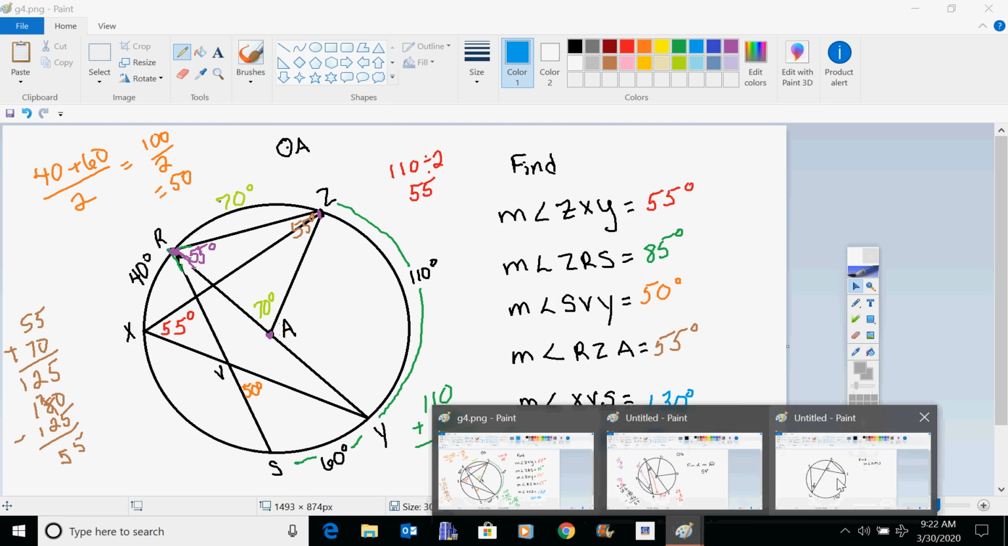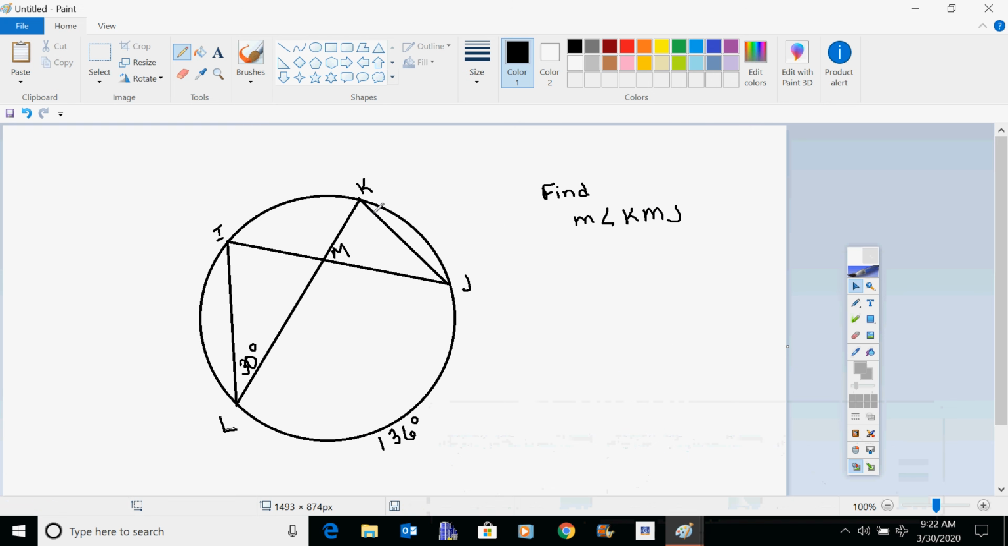All right, last one. We're finding KMJ. This one was another one that was a bit challenging because you have to find some of the other missing pieces. Well, I can't find KMJ directly, and even finding the angles of the triangle is going to be a little bit annoying, but what I can find is this angle pretty easily because I know this arc. This arc is 2 times 30 because you've got the intercepted arc and the inscribed angle.